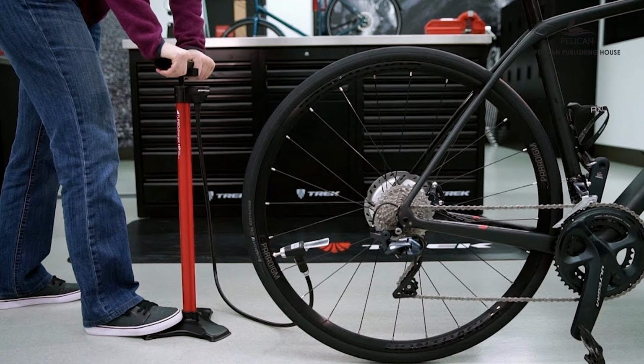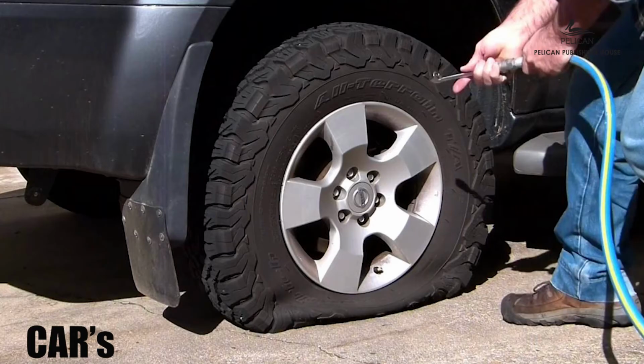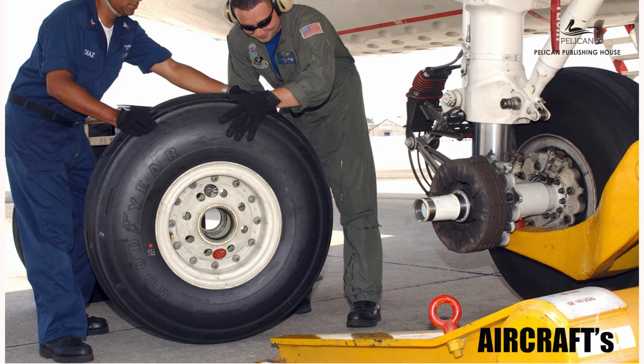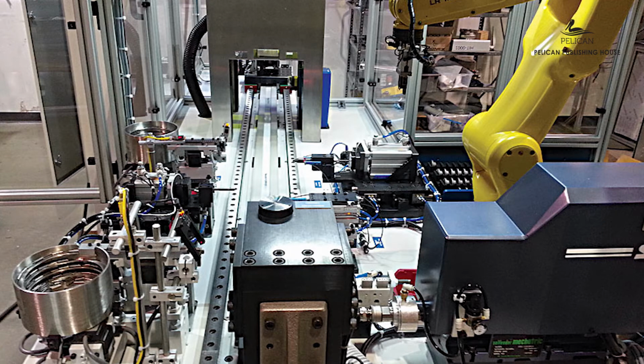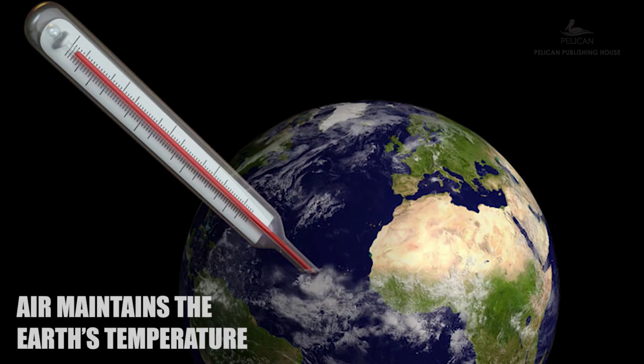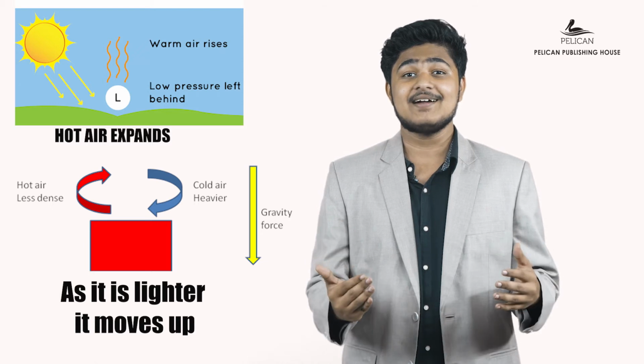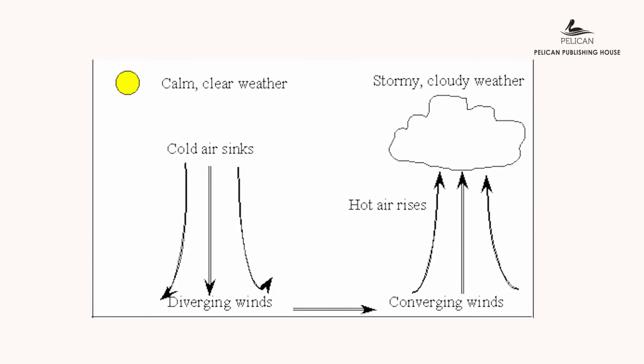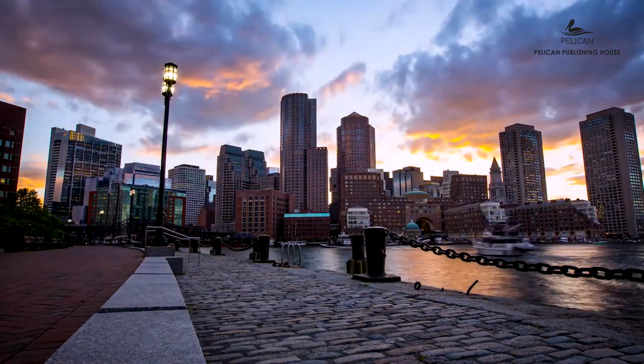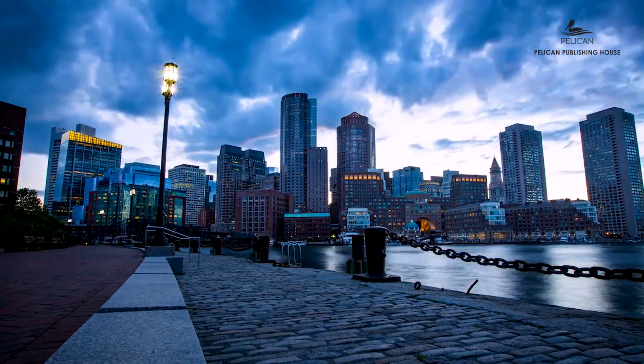Air is compressed and filled in tires of cycles, cars, and even aircrafts. These tires make it easier for us to move. The technology of using compressed air work is called as pneumatics. Air also helps in maintaining the temperature of the earth. Hot air expands, and as it is lighter, it moves up. This leaves space for cooler air to come in and cool down the place. This makes it easier for us to live on the earth as the hot areas do not always remain hot. And this is also the reason why a hot cup of milk cools down.